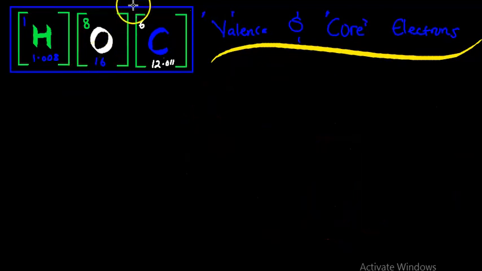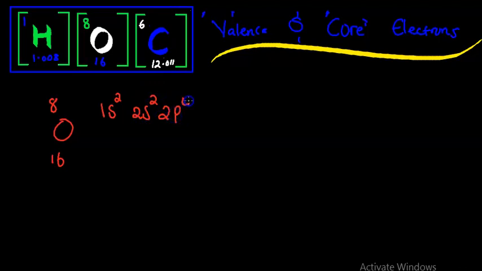Let's look at the electronic configuration of oxygen. For oxygen, here we have 8 on the top, which is the number of electrons and protons. Down here is the mass number, which is 16. In this case, the electronic configuration of oxygen is simply going to be 1s2, 2s2, and 2p4.